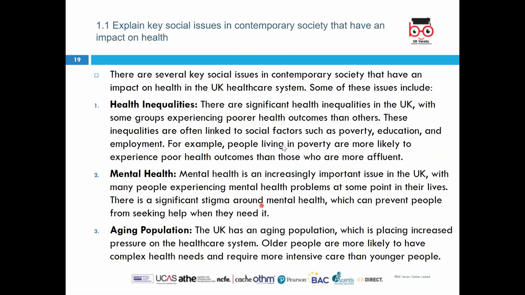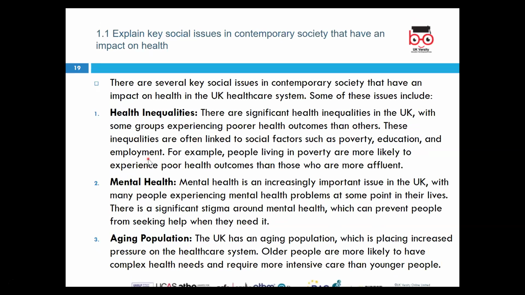Now we are going towards the last bits of today's discussion. We are explaining the social issues in contemporary society that have an impact on your health. We had talked a bit about it, but now we'll talk in detail. Health inequalities significantly impact health. These inequalities are linked to social factors like poverty, education, and employment. People living in poverty areas are more likely to experience poor health outcomes than those living in less poor, more affluent areas.